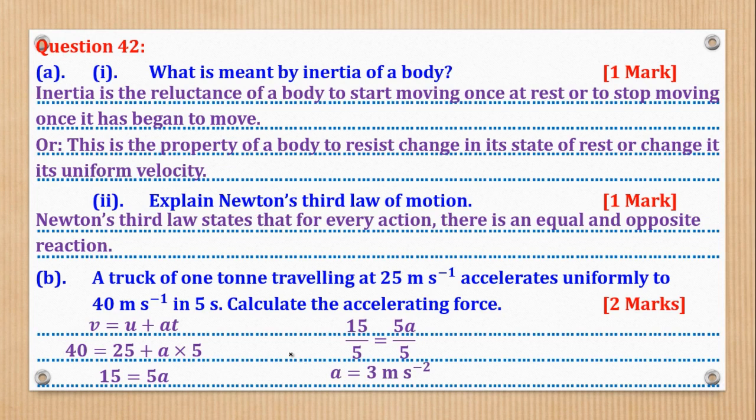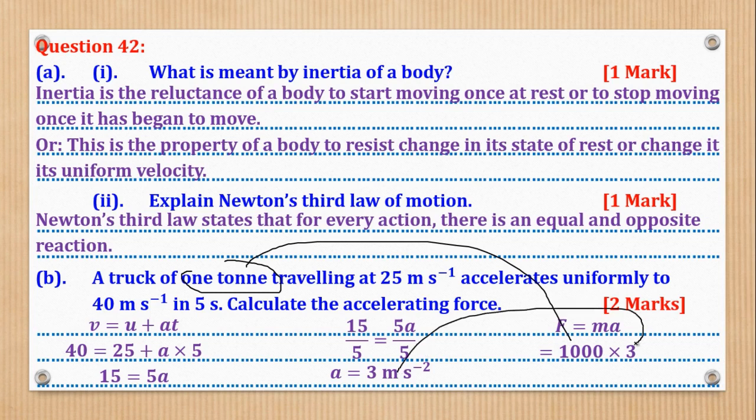But the question wants accelerating force. So we know that force is equal to MA from Newton's second law. And M should be mass in kilograms. This is 1 ton. So we have to convert it to kilograms. That's why you say here the word 1,000. Because 1 ton is equal to 1,000 kilograms. Then A is what you have got here. So substitute, and that will be the accelerating force.